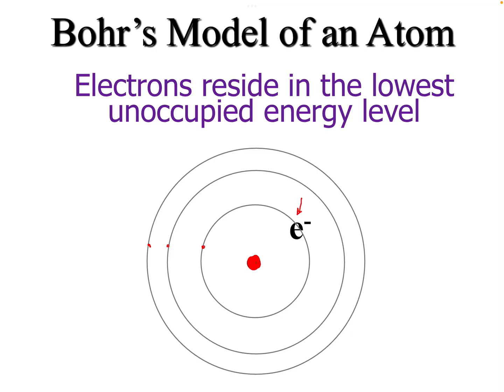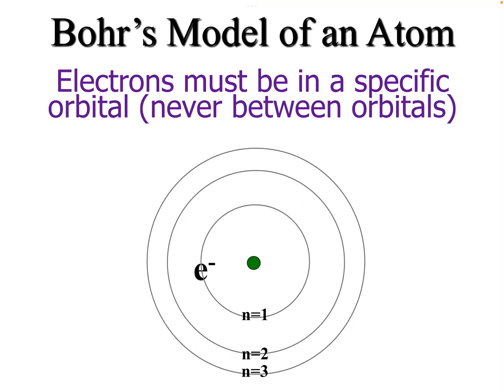So one of the most important things is that electrons will reside in the lowest unoccupied energy level. So if we only have one electron, it's going to be in the lowest energy level possible. The lowest energy level is the one that's closest to the nucleus. So that's why this electron is sitting here instead of on this one or this one. It's going to be as close to the nucleus as possible.